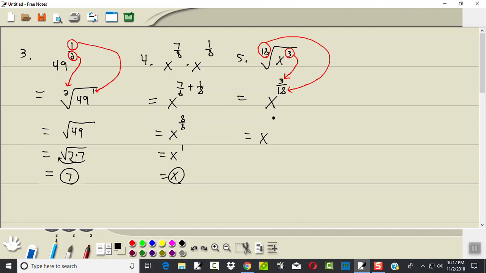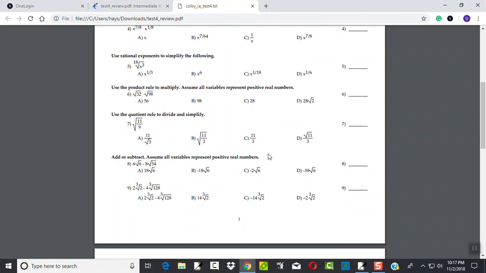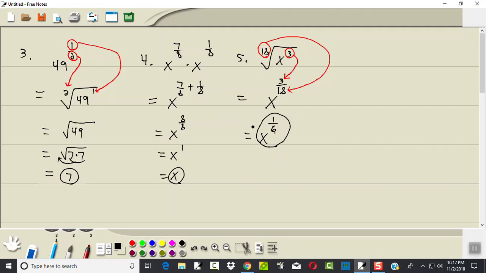Now 3/18 simplifies. Top and bottom both divisible by 3. So 3 divided by 3 is 1. 18 divided by 3 is 6. And that would be your answer. Number 6. Let me clean this off.